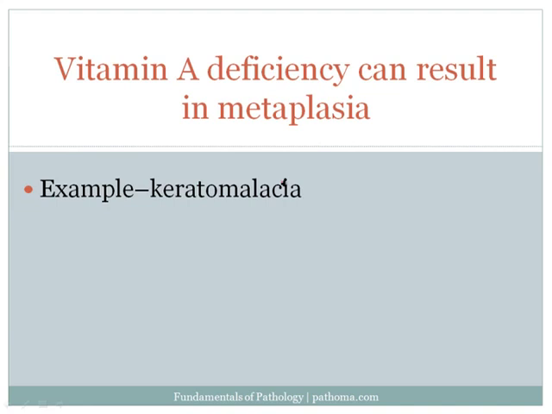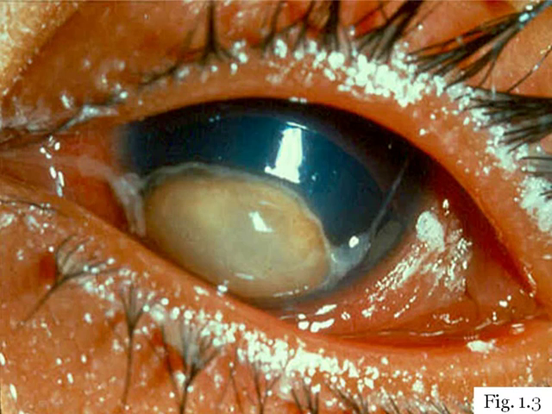If there's a vitamin A deficiency, that can result in metaplasia of those cells that line the surface of the eye, which can then result in a thickening of that surface, called keratomalacia. I'll show you a classic picture. This is a picture of the conjunctiva of the eye. Now, normally the conjunctiva of the eye should be absolutely transparent. However, we can see here that it's become thicker.